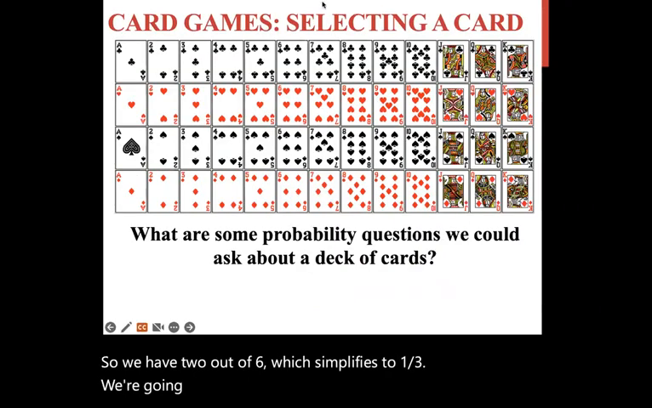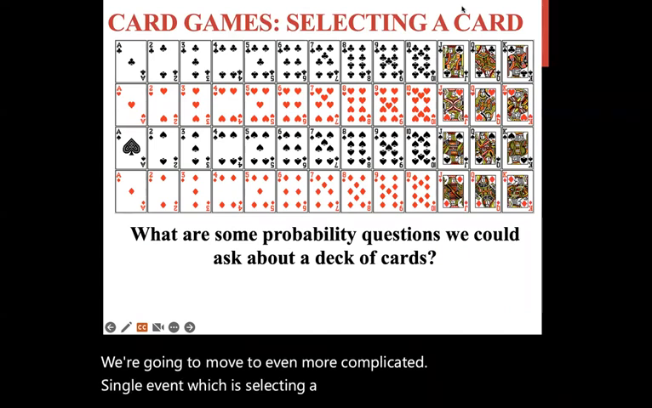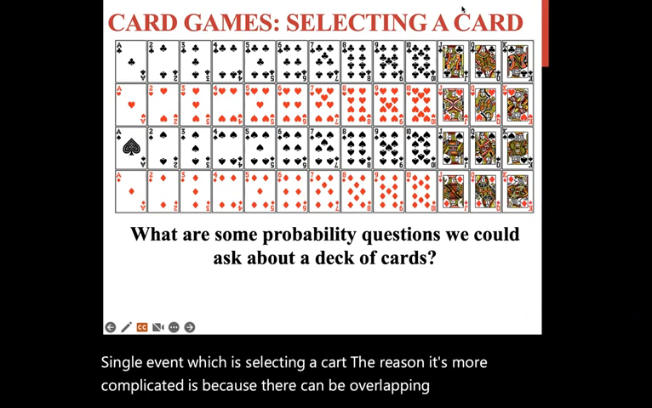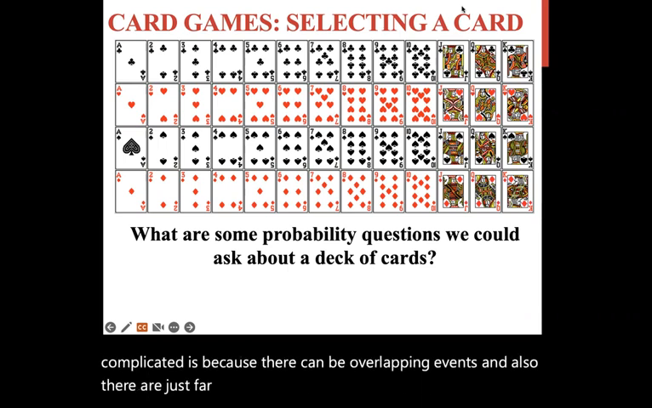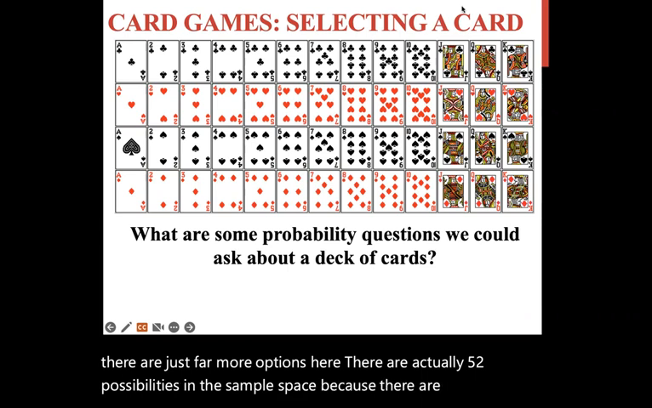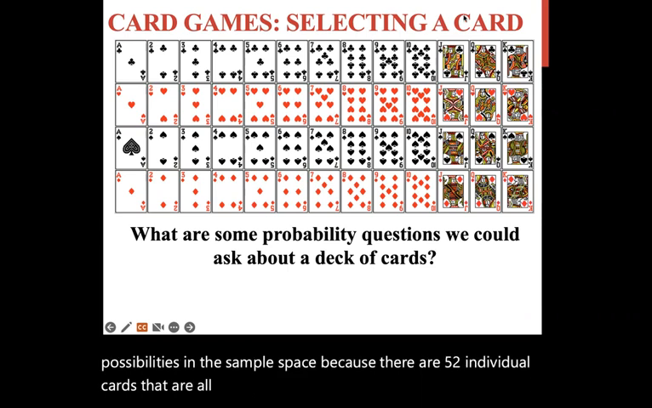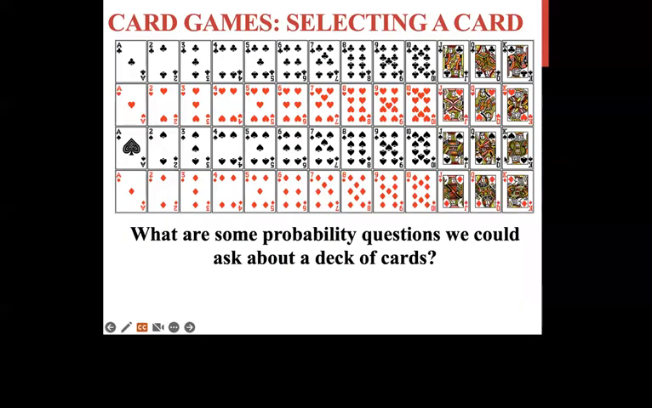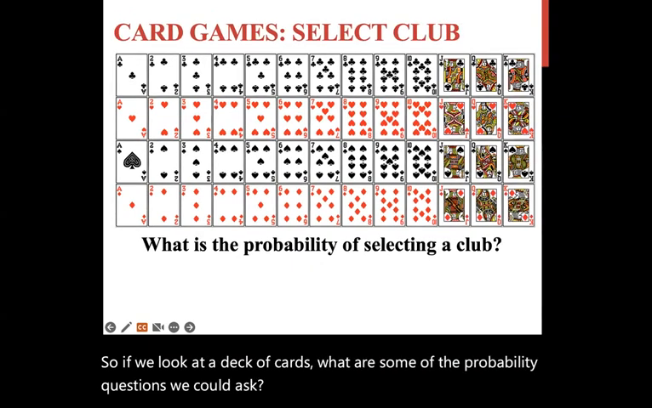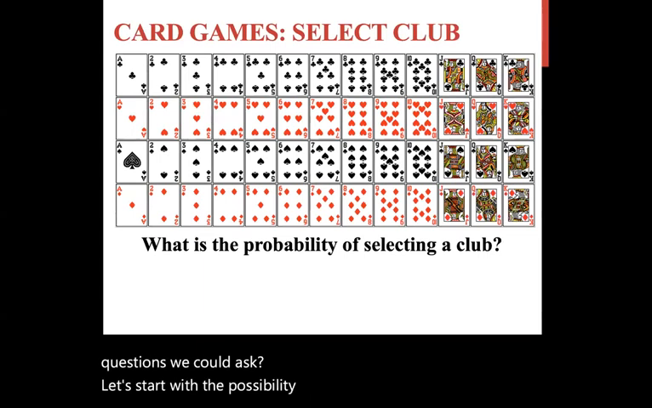We're going to move on to an even more complicated single event, which is selecting a card. The reason it's more complicated is because there can be overlapping events, and also there are just far more options here. There are actually 52 possibilities in the sample space because there are 52 individual cards that are all different in some way. So if we look at a deck of cards, what are some of the probability questions we could ask? Let's start with the possibility of selecting one suit.